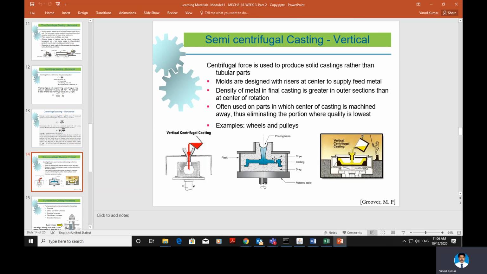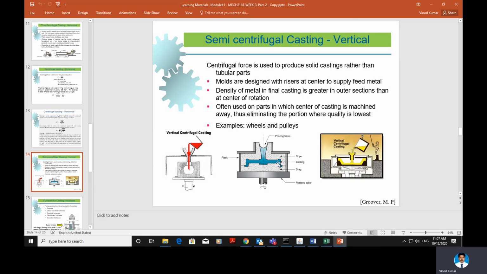It is made up of, we can see, this is the casting, and here this is the cavity or the mold. What we do is molten metal is poured in at the center portion, and then the mold is rotated. As the mold is rotated, due to centrifugal force, the molten metal will be thrown away from the center, and it will be filled in the outer side of the mold.